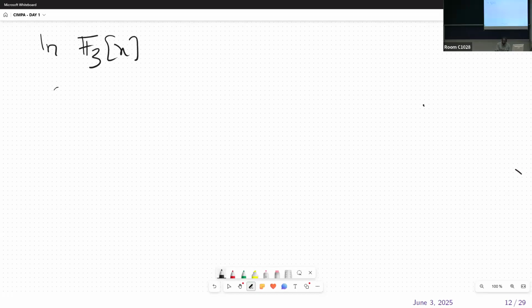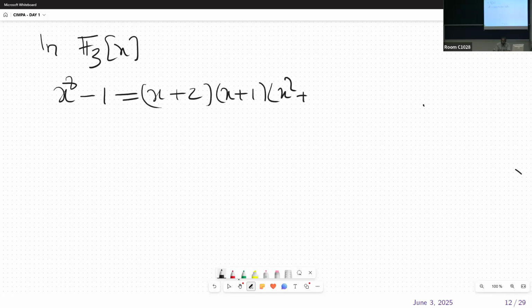In F_q[x], we can decompose factorizations into pairwise coprime irreducible polynomials. The factorization of this polynomial is (x + 2) times (x + 1) times (x^2 + 1) times (x^2 + x + 2).